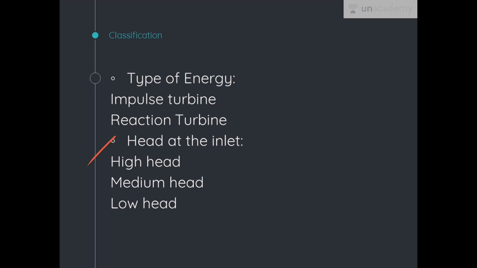And depending on the head at the inlet of the turbine, it is differentiated into high head, medium head and low head. If the head of the water available at the inlet of the turbine ranges from several 100 meters to a few thousand meters, then it is called a high head turbine. Example being the Pelton wheel. For a medium head turbine, the head of the water at the inlet ranges from 50 meters to 400 meters. The example being the Francis turbine. And if the head of the water at the inlet is less than 50 meters, then it is called a low head turbine. Example being the Kaplan turbine.